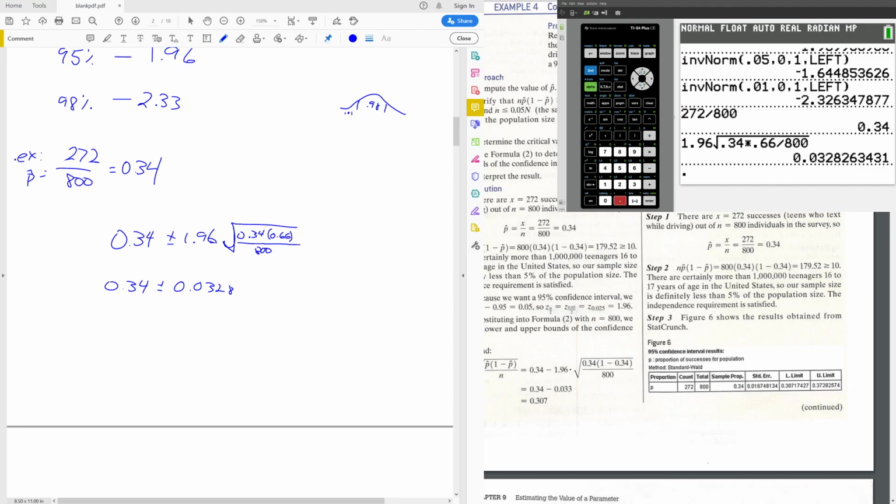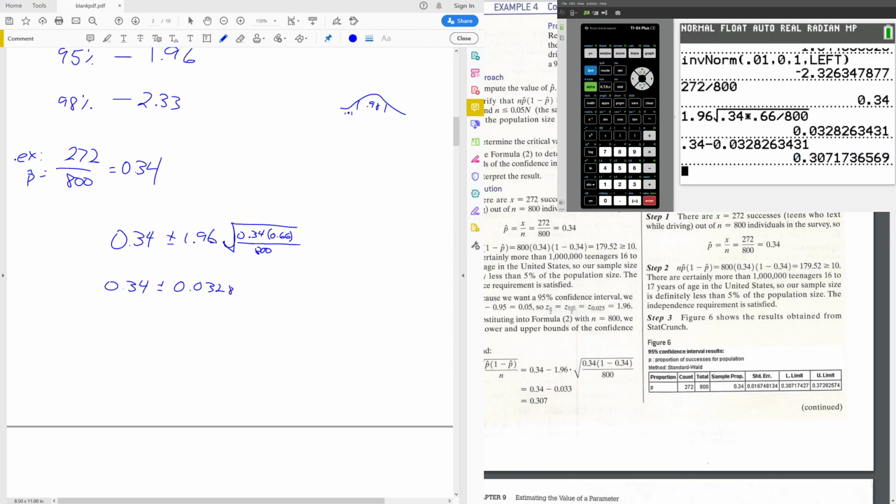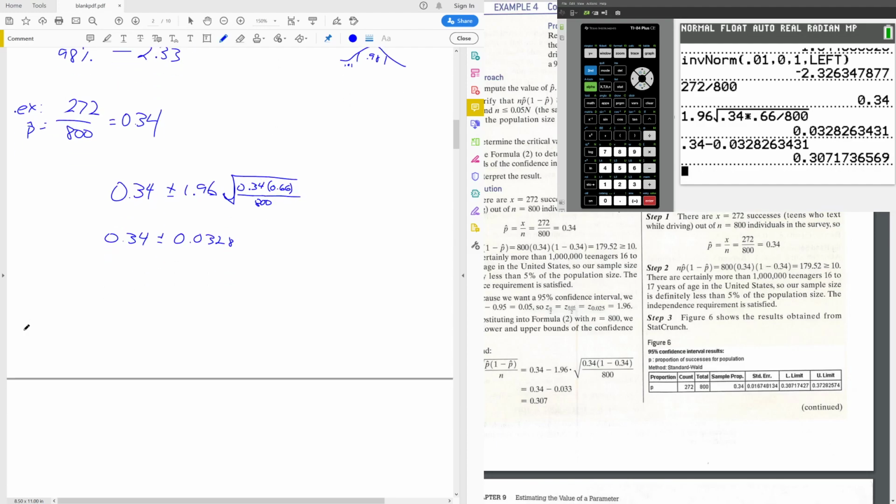So I just do 0.34 minus this. So I like to actually do minus first, because when I'm going to talk about my range, I like to go from least to greatest. And so that's 30.7%.